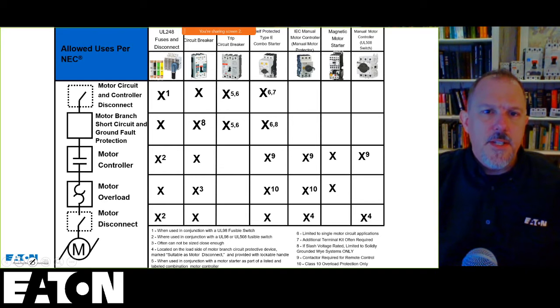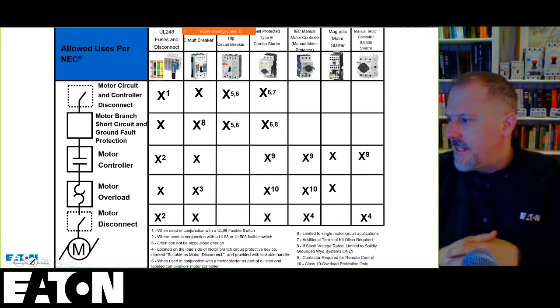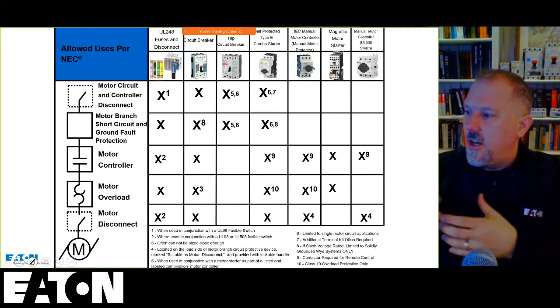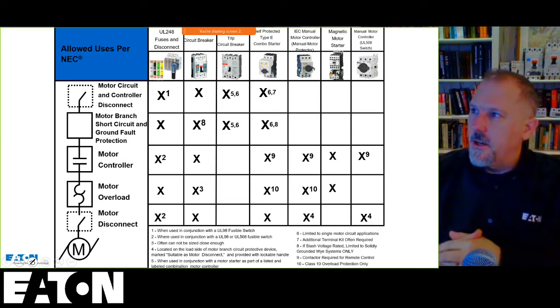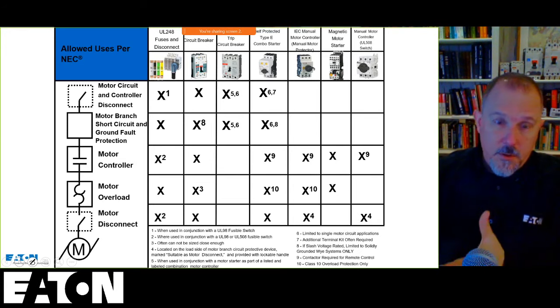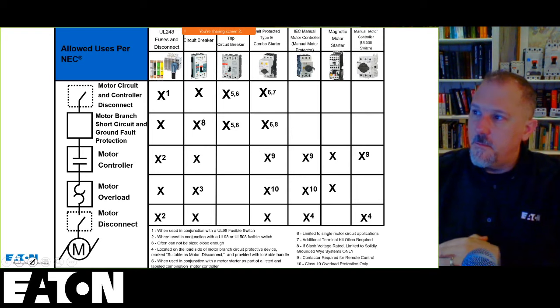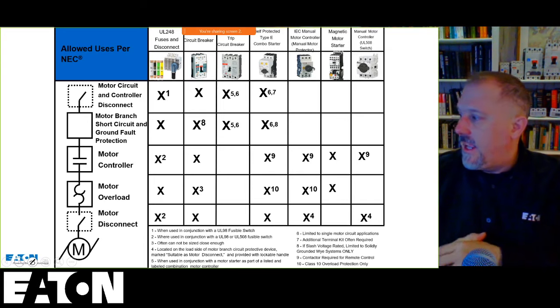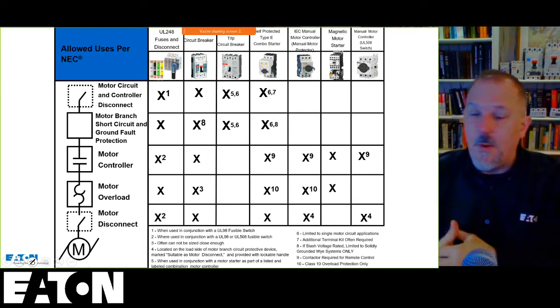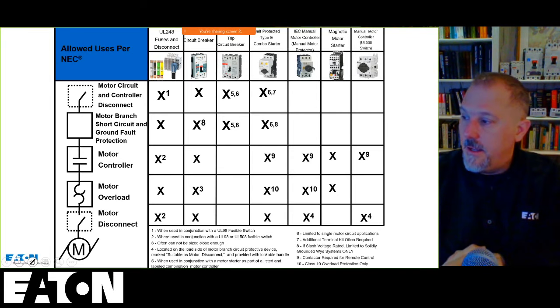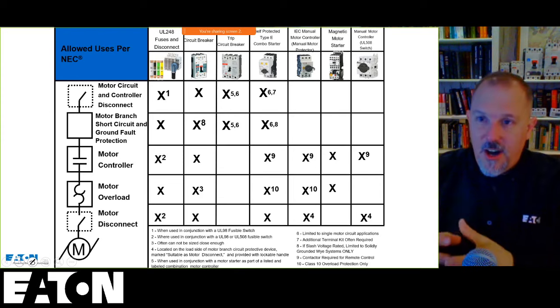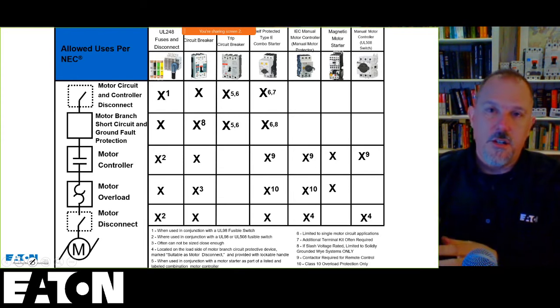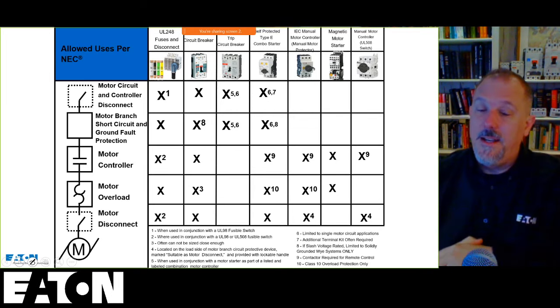All right, so this table here is a nice little comparison. It gives us what can be used in combination with other components. Like for a circuit breaker, I can use that as a motor circuit and controller disconnect. I can use a circuit breaker as a motor branch short circuit and ground fault protection if it's slash rated, voltage limited to solidly grounded wye systems only. I can use that molded case circuit breaker as my overload protection. But again, quite often I can't size that molded case circuit breaker, thermal magnetic circuit breaker, close enough to give us overload protection because I'll end up tripping on inrush currents.